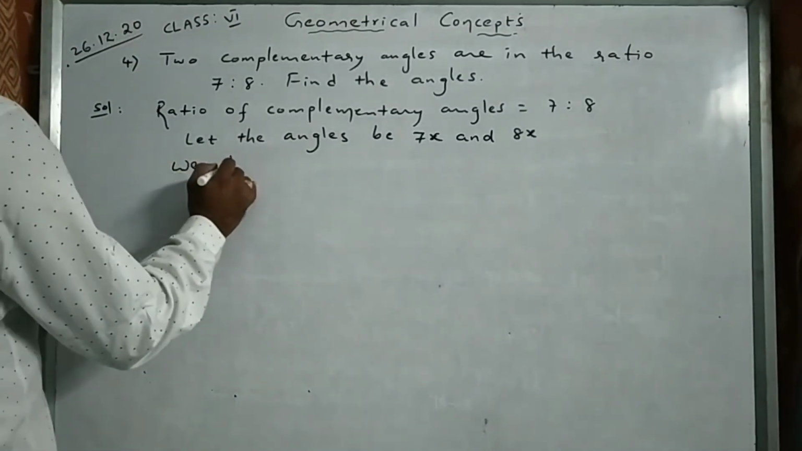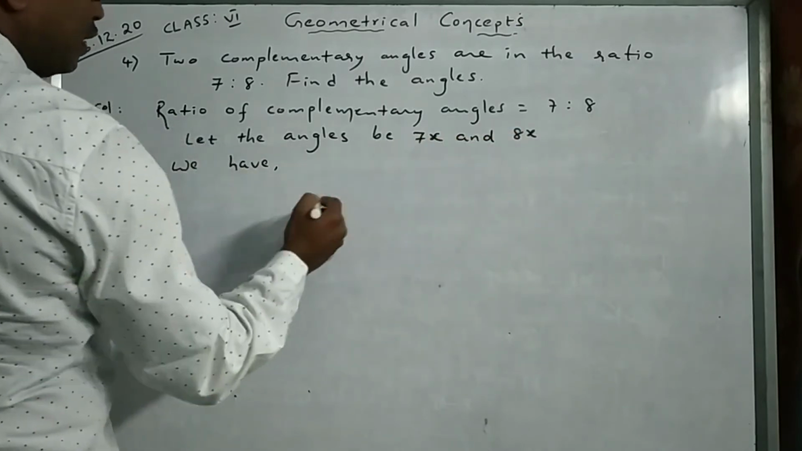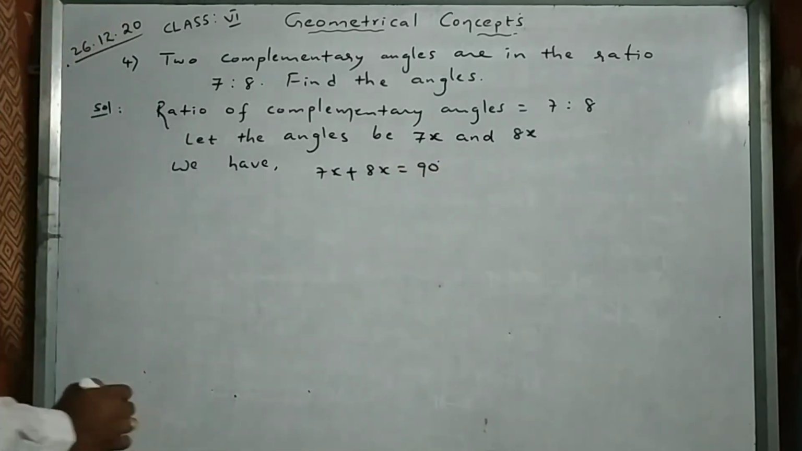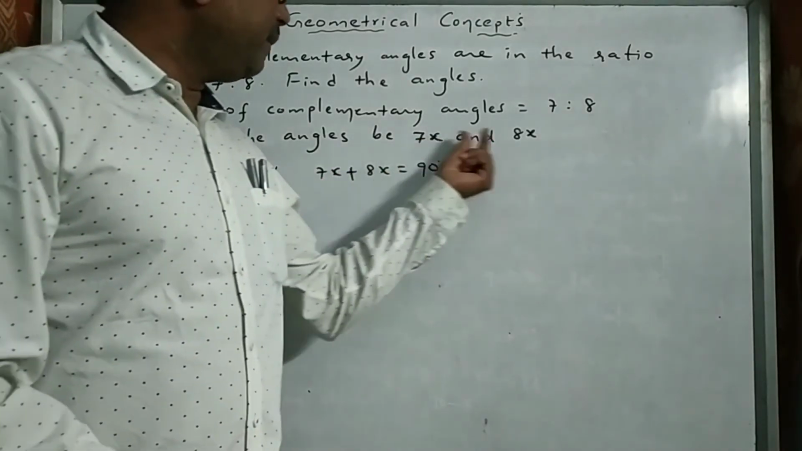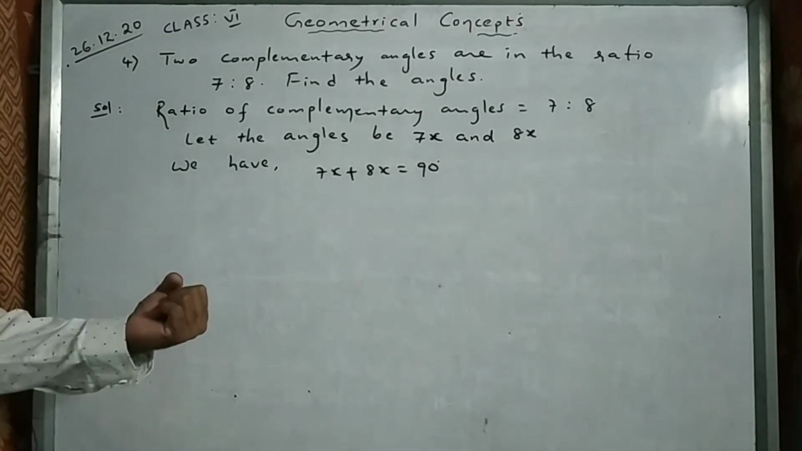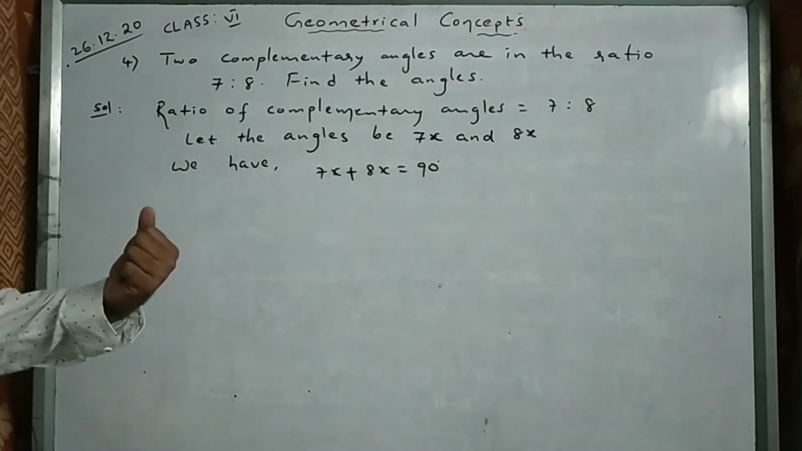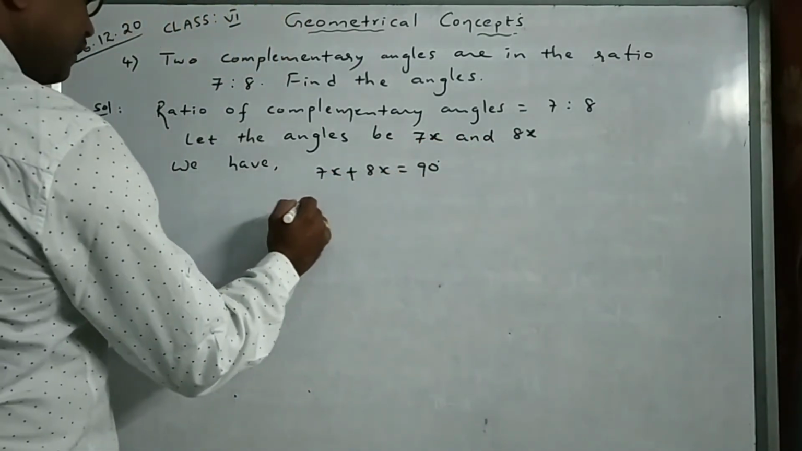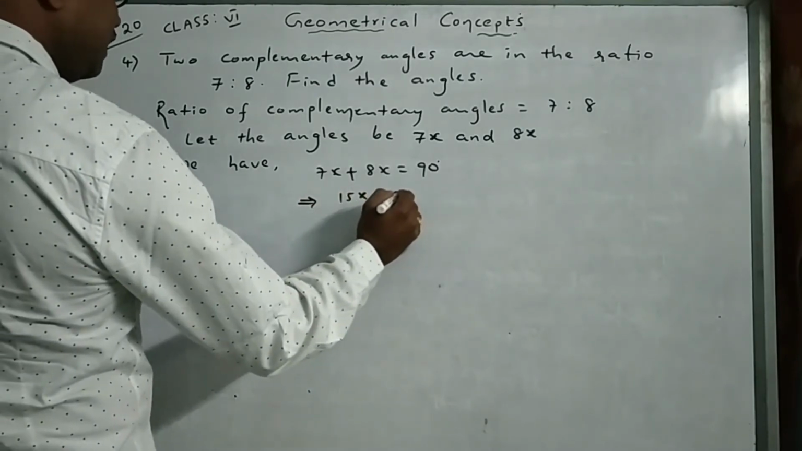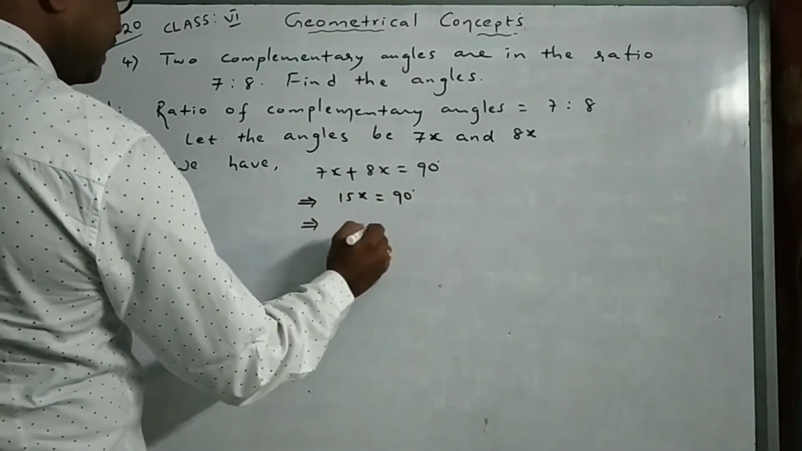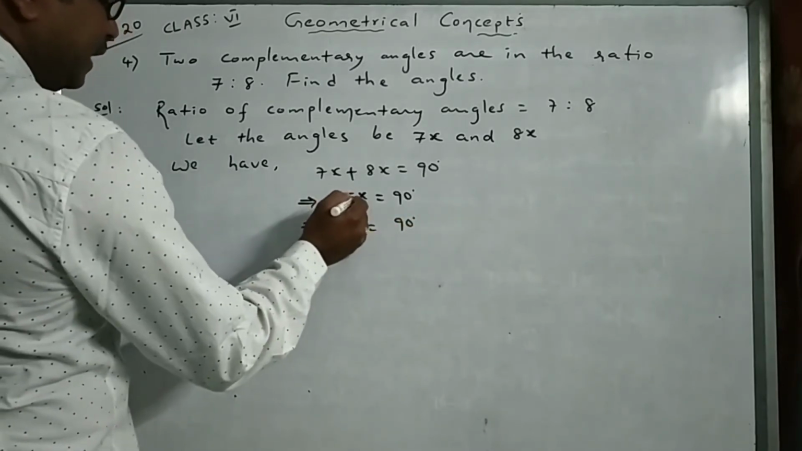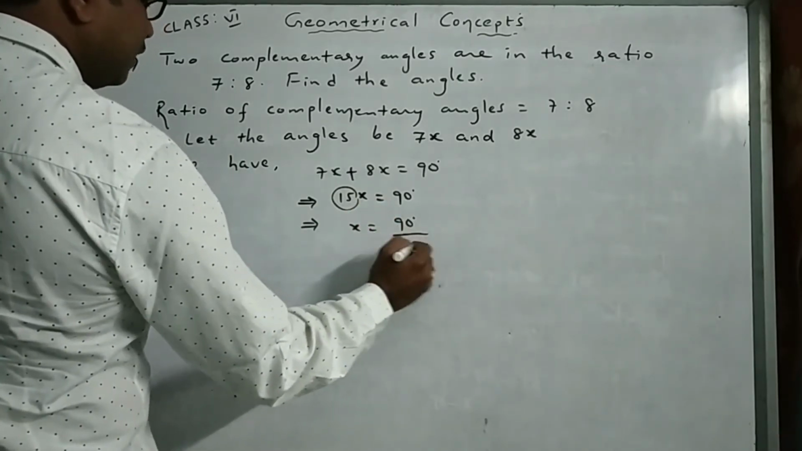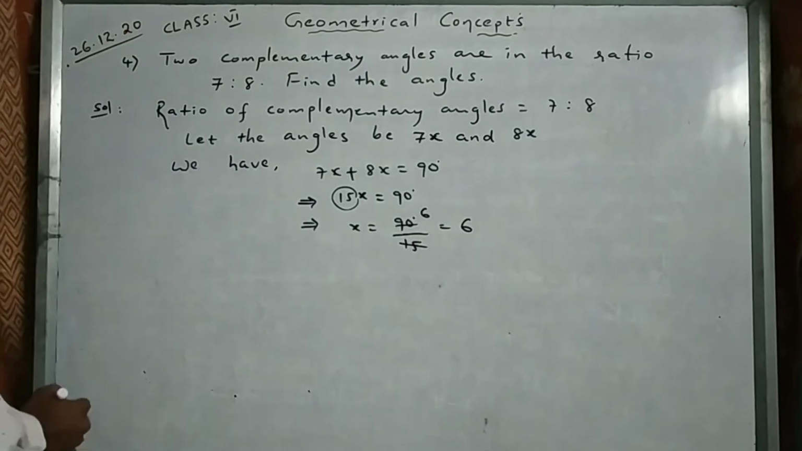Since these two angles are complementary, their sum is how much? 90 degrees. Clear? As I told you earlier, two angles are said to be complementary if their sum is 90 degrees. So 7x plus 8x becomes 15x equal to 90. So I want to find x from here. 15 is in multiplication this side; transposed to the RHS, it becomes divided. So 90 divided by 15, 6. So x value how much we have?